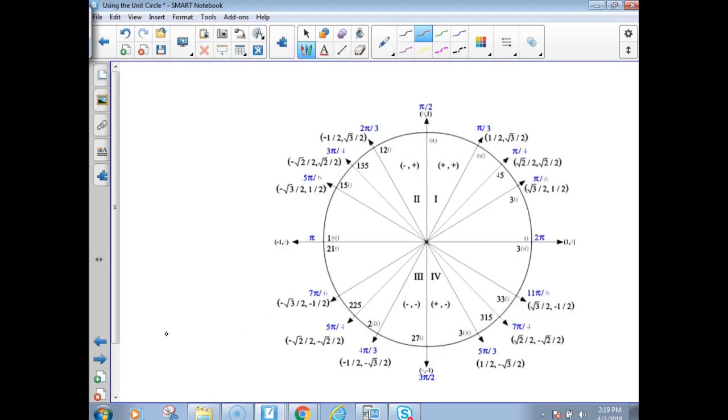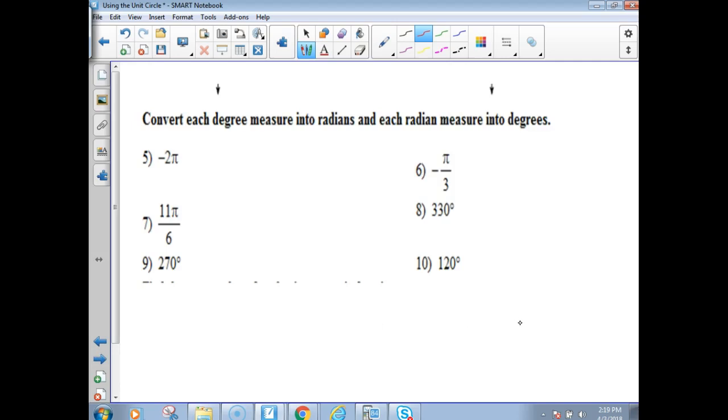Okay, there's that unit circle again. Ooh, I don't like the way that one looks. I guess it looks similar to what we did. Just another version. Convert each degree measure into radians, each radian measure into degrees.